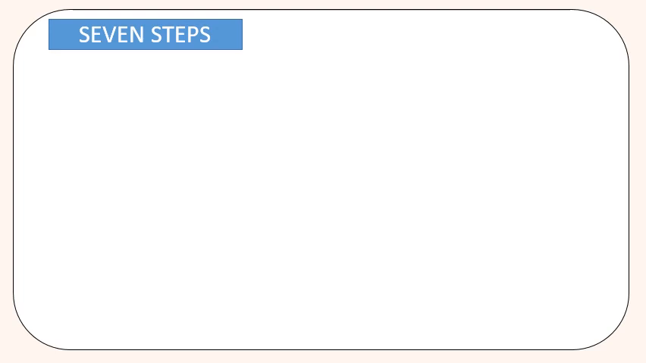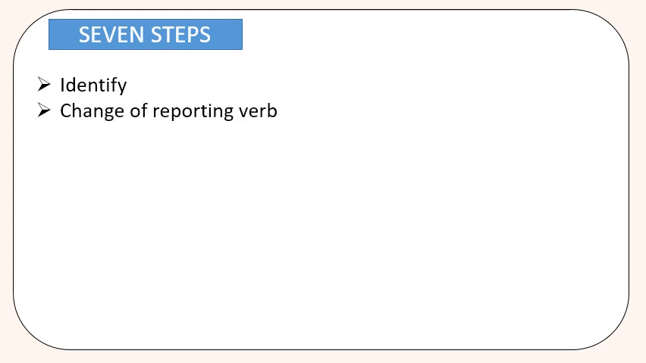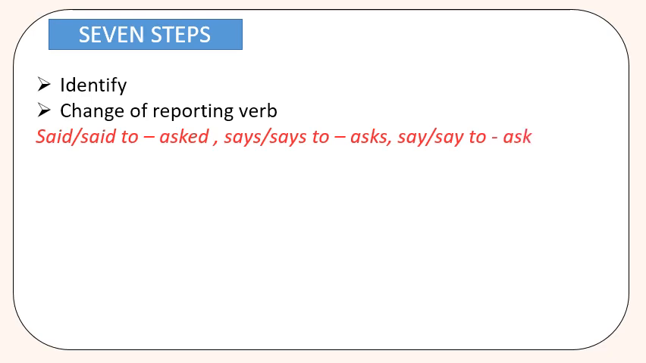So now let us see how to convert an interrogative sentence from direct to indirect speech. For that there are 7 steps. Number 1, identify. In this you have to identify what is the subject, object and reporting verb in the sentence. Number 2 is change of reporting verb. Said or said to converts to asked. Says or says to converts to asks. Say or say to converts to ask.